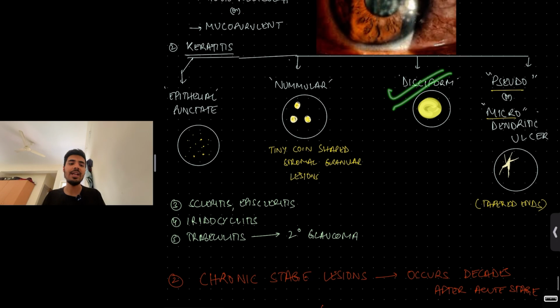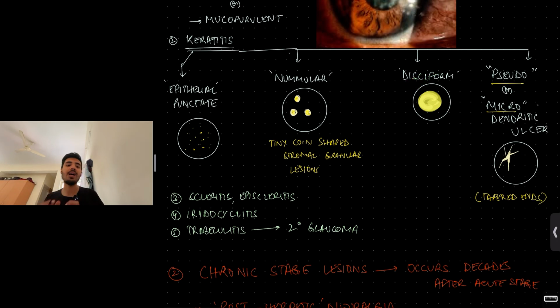What is disciform keratitis? Basically, edematous stroma leads to the edema. The corneal edema is in the form of a disc. That is disciform keratitis. Then you can have something known as pseudodendritic ulcer or microdendritic ulcer.